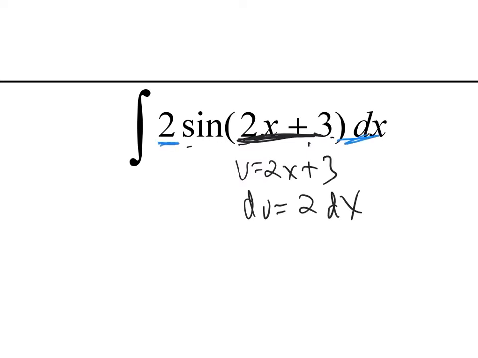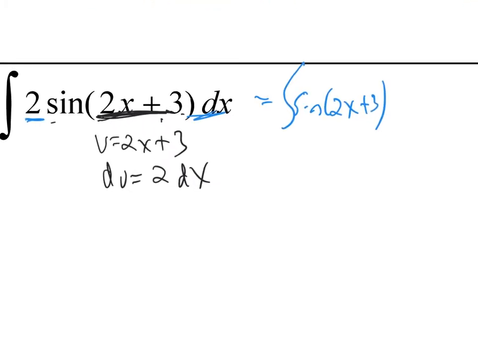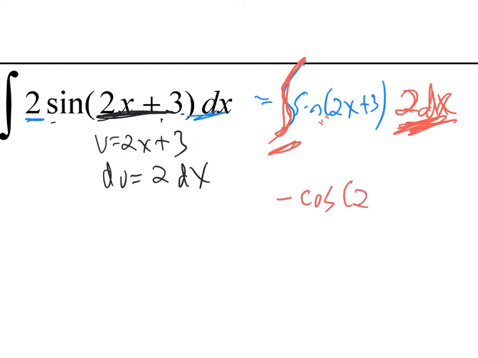Some people rewrite the problem and just say, integrate sine of 2x plus 3 times my 2 dx. And they realize that the integral and the 2 dx go together and they disappear. It's just there so that I could do the antiderivative of sine, which is negative cosine of 2x plus 3.